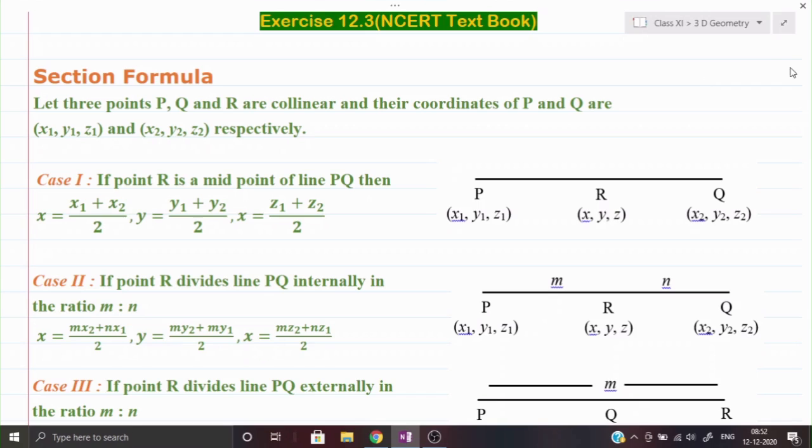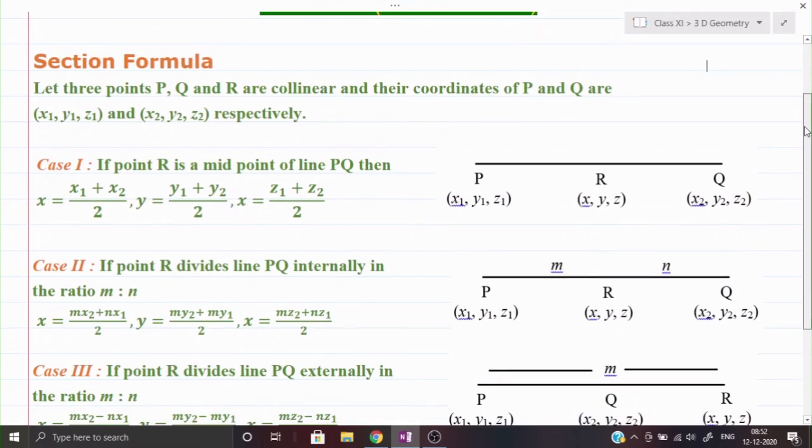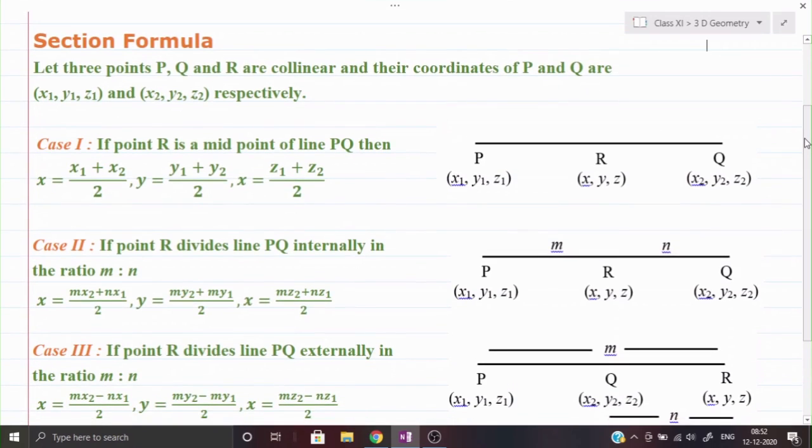So here, first of all, case number 1 is: if R is the midpoint of line PQ. Suppose R stays in the middle of the line PQ, and if I want to find out the coordinates of point R, how shall we find out? We have done this in class 10th also. The sum of both x coordinates divided by 2 and the sum of both y coordinates divided by 2 will give us the coordinates of point R. Exactly the same we'll do here, but one more thing will be written, that is the sum of the z coordinates also. So the third coordinate will be z is equal to z1 plus z2 upon 2.